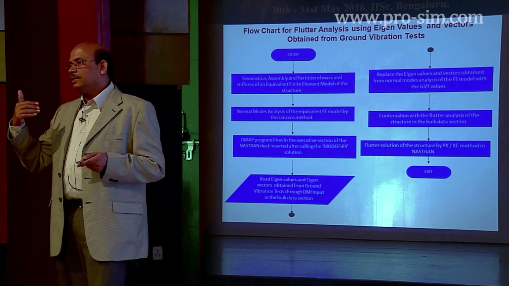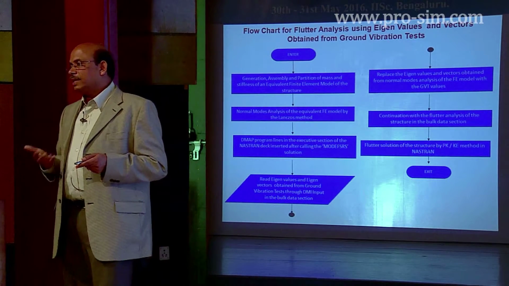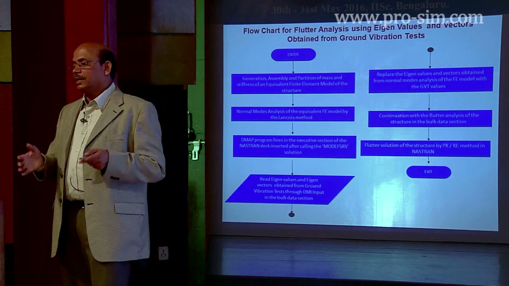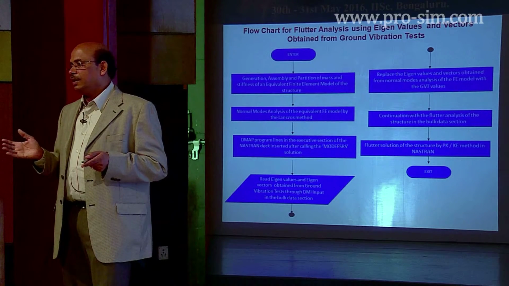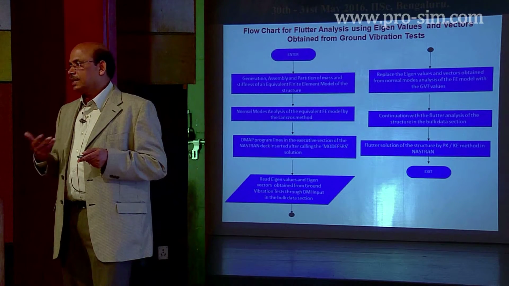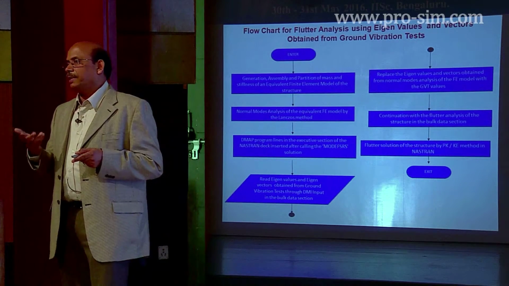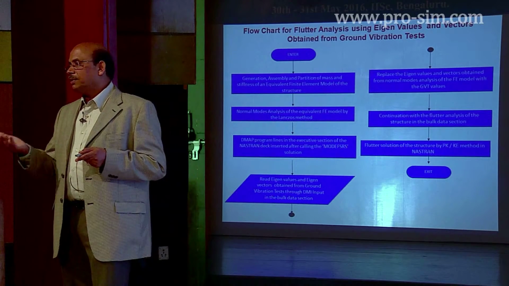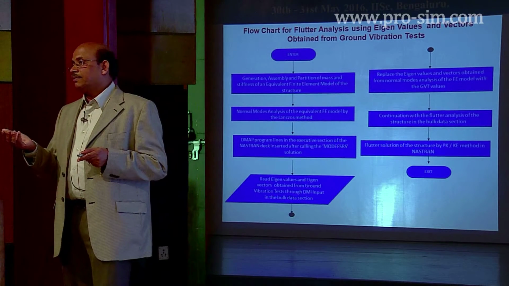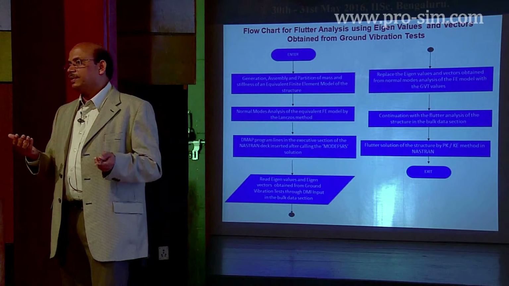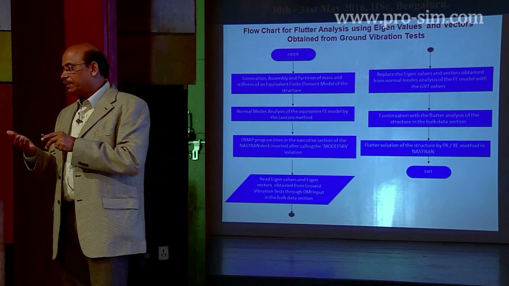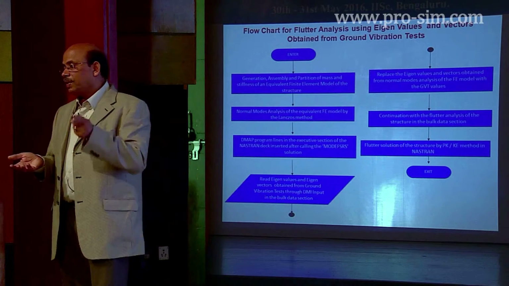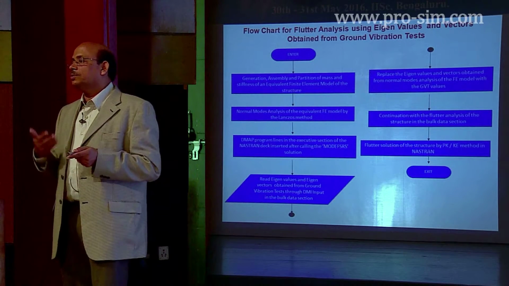Then from whatever eigenvalues and eigenvectors are obtained, and from the geometry of the aircraft that is developed, we try to develop an approximate finite element model by using certain assumed values of material parameters and other things. After doing that, we get the eigenvalues and eigenvectors. From whatever we get from the experiments, we take that and we replace the eigenvalues and eigenvectors obtained from the finite element model by those values. Then we go ahead and do the analysis.